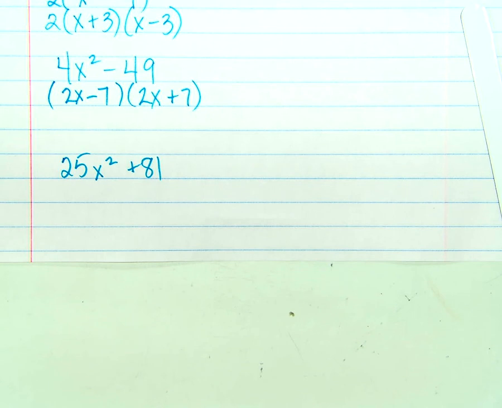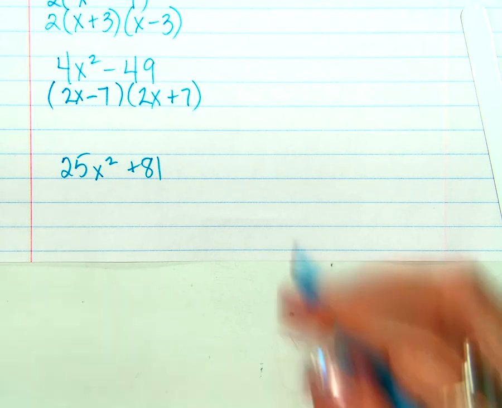What do you notice? They're both squares. Is it the difference of squares? Yeah, is this the difference of squares? What is it? Sum of squares?